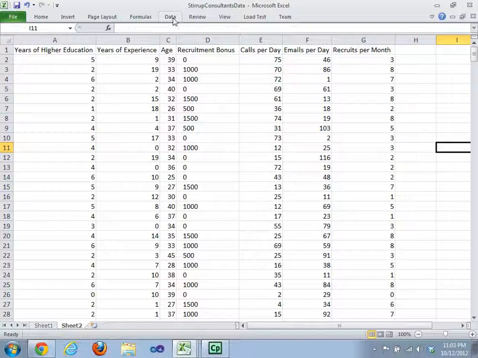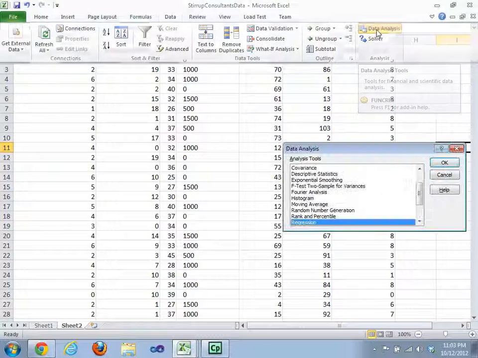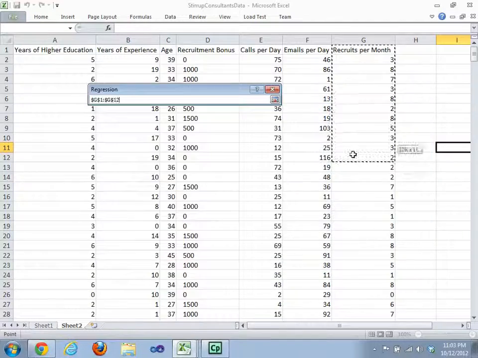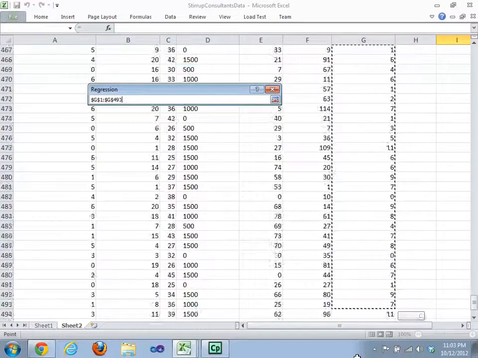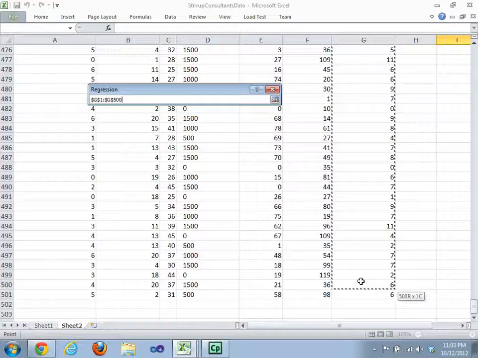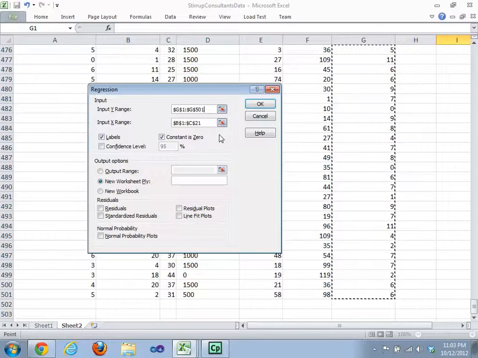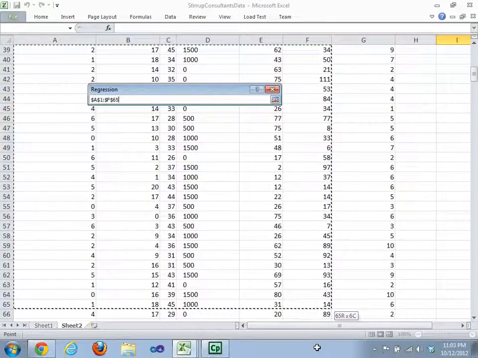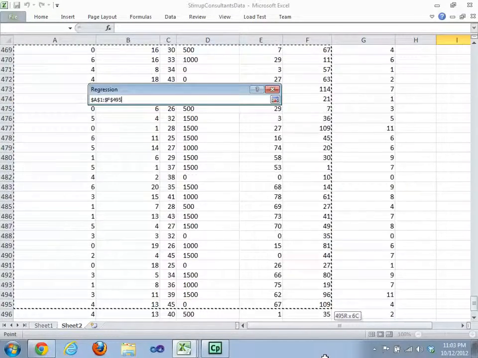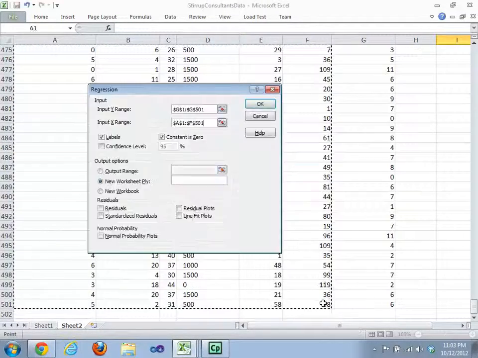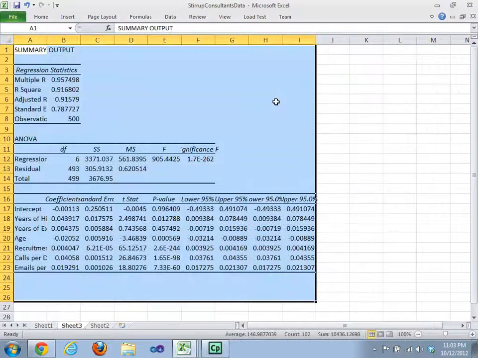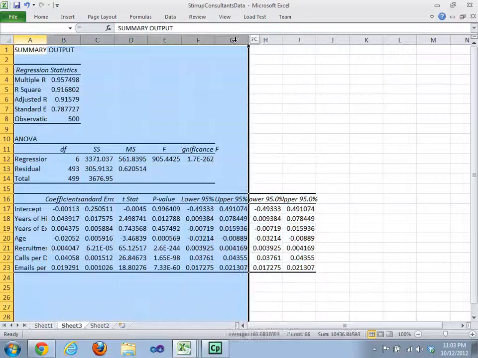Okay, so let's go to our data analysis, and run our regression. So our Y is recruits per month. And, wow, there's a lot of data. And our X is everything else. Okay, let's unclick constant as 0 and take a look at our first regression.